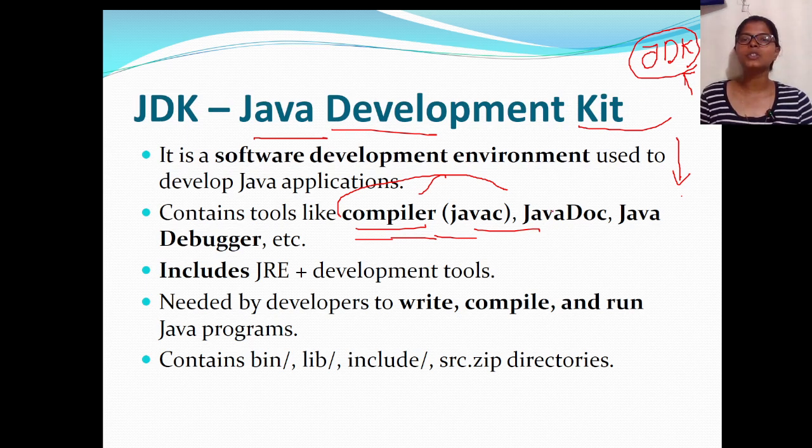It contains all the toolkits to develop the Java application. So what does it include? All the development toolkits and also the runtime environment, JRE. Why is it needed? It is needed by developers to write, compile and execute the Java program. So to compile and run a Java program, JDK is very important. Simply put, to run any Java application, JDK plays a major role. It contains all the toolkits required for applications.